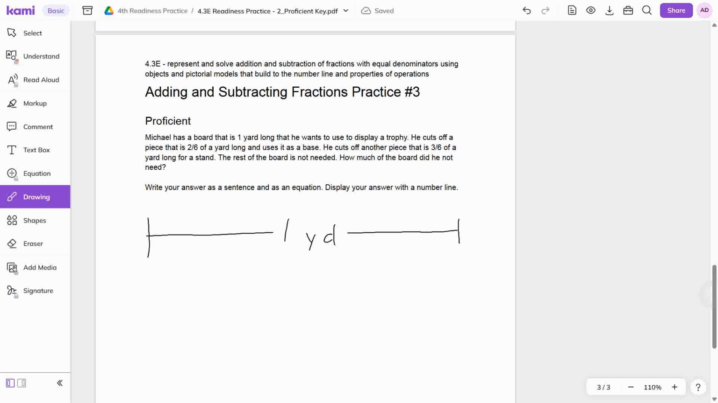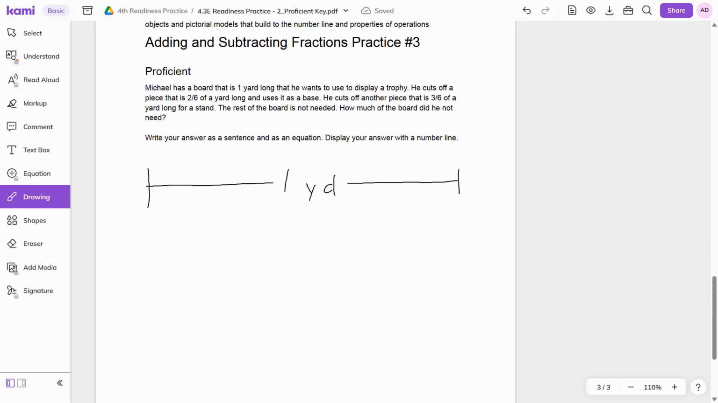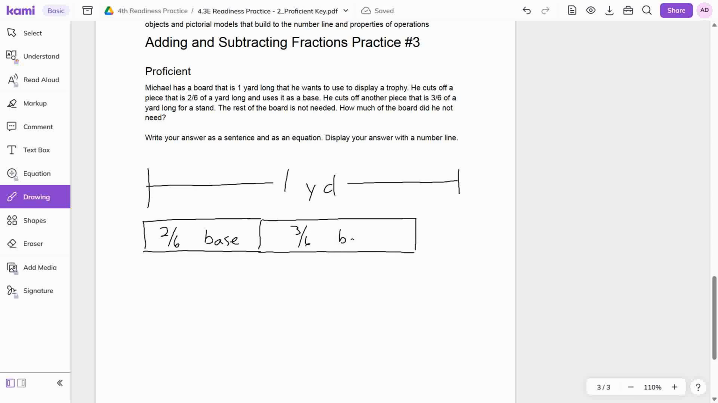All right, so let's visualize it first. He cuts off a piece that is 2/6 of a yard long. All right, so I'm just going to kind of guesstimate what I think this is. So 2/6 of a yard for my base. And then he cuts off another piece that is 3/6 of a yard for a stand. So I think we're getting pretty close to the end here. So this is 3/6 for my stand.